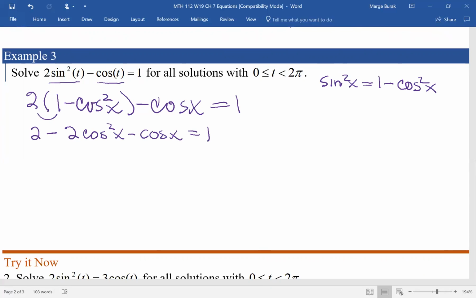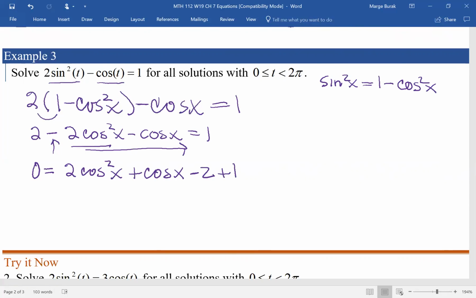And it looks like I'm going to have 2 variables, the cosine squared and the cosine, so I'm going to have to factor this. I'm going to keep this positive, so I'm going to move everything to this side. And so I'm going to have 0 over here. And I'll keep my 2 cosine x, only it becomes positive. If I'm moving it to the other side, my minus cosine becomes positive. My 2 becomes negative, and I still have that 1 there. Okay? And that will also then simplify to 2 cosine squared x plus cosine x minus 1.